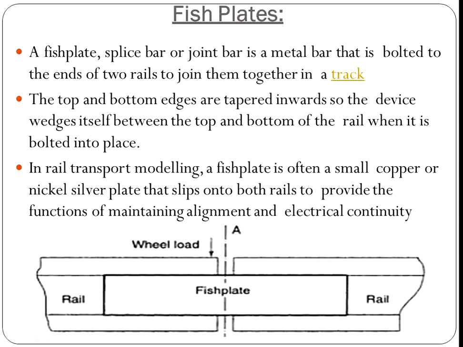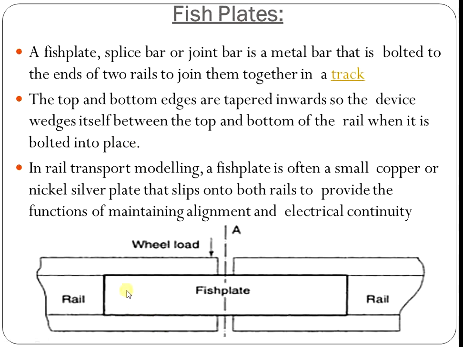Next important point of the rail track is fish plates. The fish plate, or splice bar or joint bar, is a metal bar that is bolted to the ends of two rails to join them together in track. We have already seen the function of the fish plate in the previous lecture and previous slide. The top and bottom edges are tapered inwards so the device wedges itself between the top and bottom of the rail when it's bolted into place.